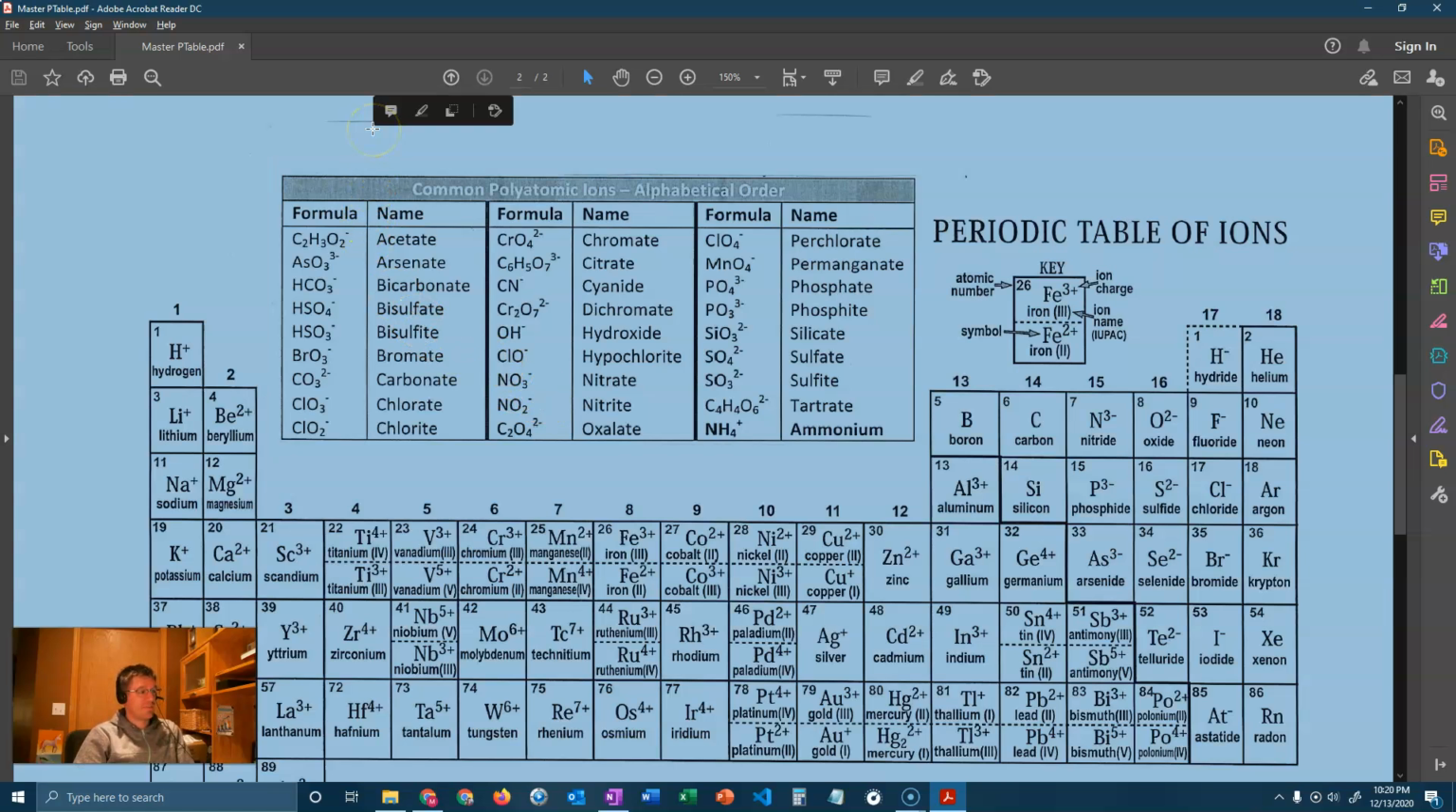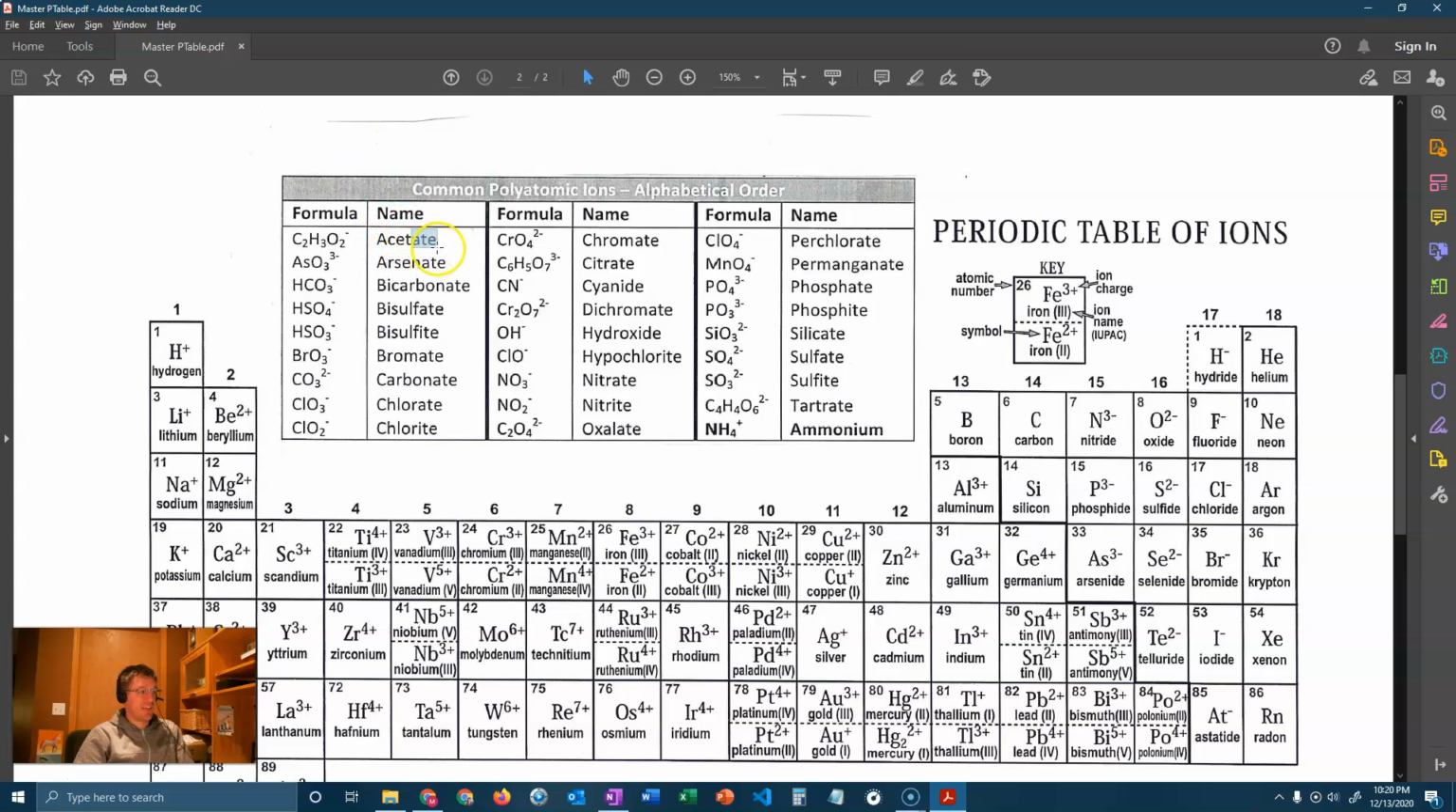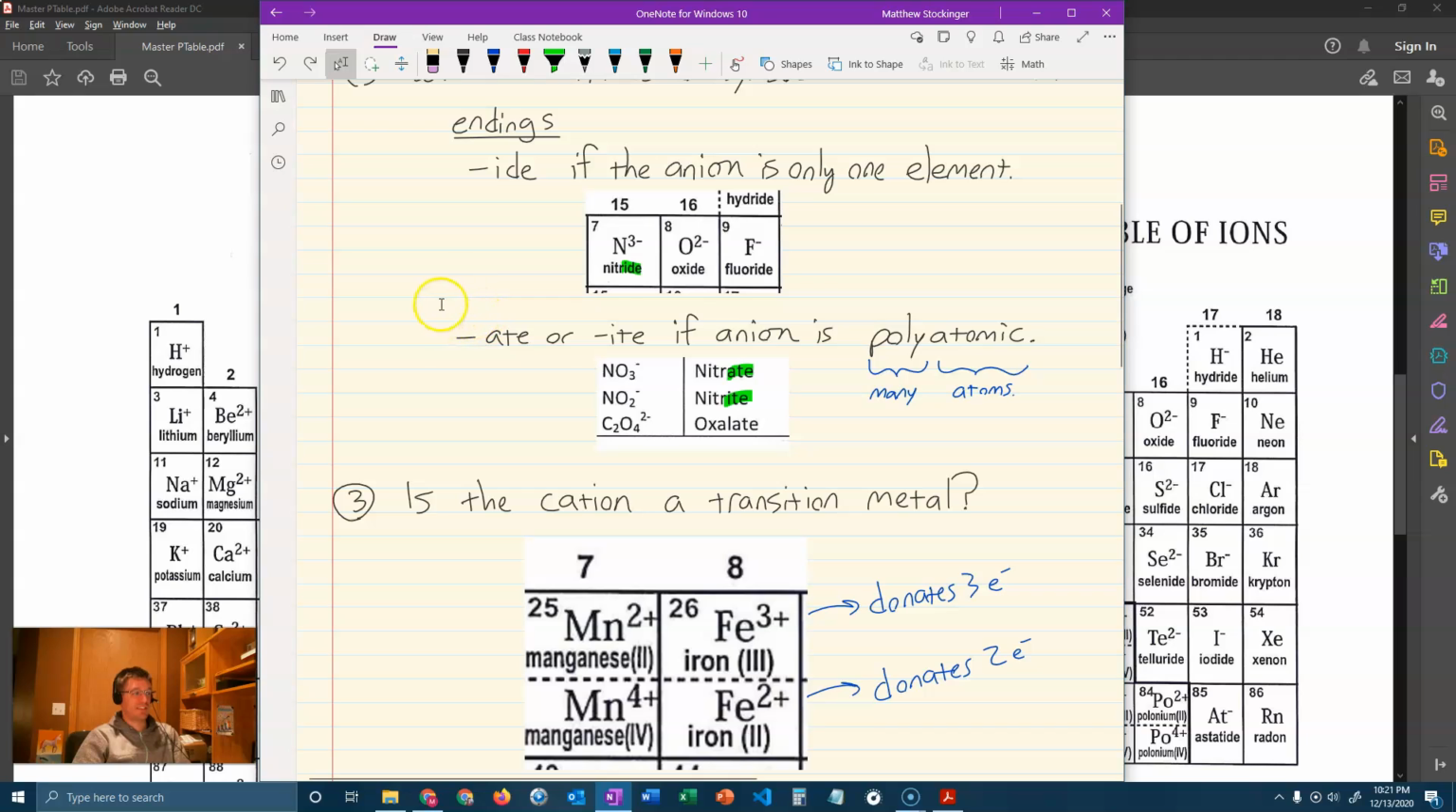Okay. Now most of them don't end with "ide" anymore. A lot of these end with "ate," like acetate, arsenate, bicarbonate. Some of them end with "ite," like bisulfite, chlorite, hypochlorite. Further still, some of them in here do end with "ide." So just because it ends with "ide" doesn't mean that it's only one element. Could be polyatomic, like cyanide is CN. But for the most part, it's going to be those ATE, ITE endings. And if you see an "ate" or an "ite," then it's guaranteed to be polyatomic, right? None of the single ones do that.